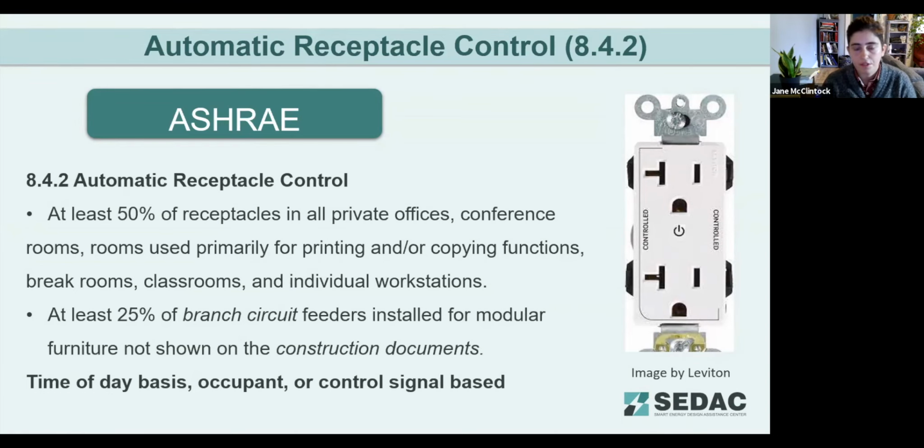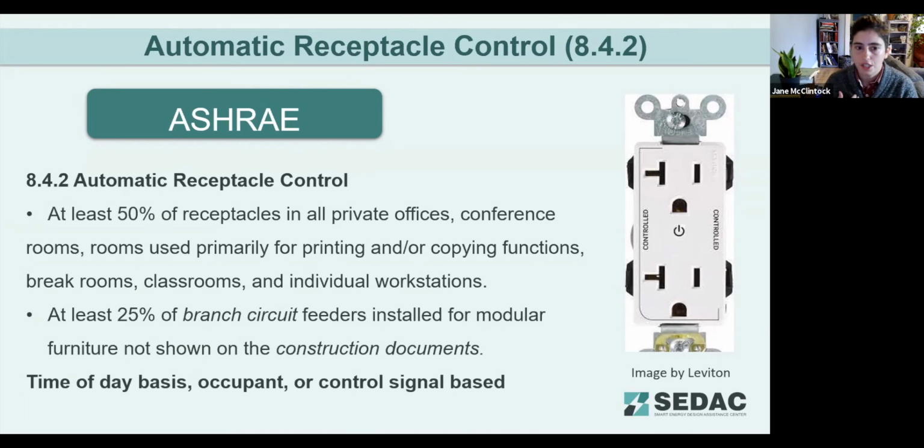At least half the receptacles in private offices, conference rooms, and rooms primarily used for printing or copying need to be automatically turned off based on time of day, like a schedule, occupant, or some other kind of control signal. This may be a little bit in the future, but as we have BAS systems that are integrated with access controls, we might have a high-tech system where we know whether someone has entered or left the building and are controlling their outlets.